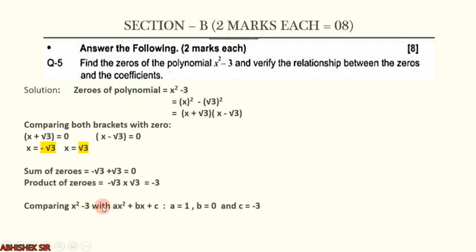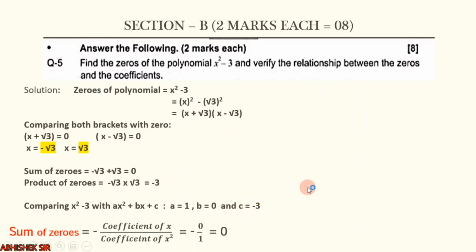So we have to compare x square minus 3 with ax square plus bx plus c, and if you compare that, the first one gives you a equals 1, right? X square coefficient, there is nothing, so 1 we will write. We don't have any term containing x, so b will be 0, and the last term, that is the constant term, will be minus 3. So a, b and c we have got, right?